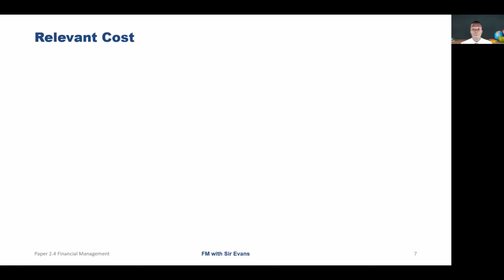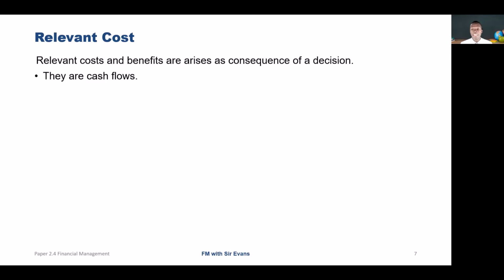So relevant costs and benefits are those future cash flows which are arising as a direct consequence of the decision under consideration. So based on that particular decision, what cash flows are going to come? So relevant cash flows are cash flows. So any items that are not cash flows are often ignored for the purpose of that decision. For example, depreciation is ignored when we are looking for relevant cash flows.